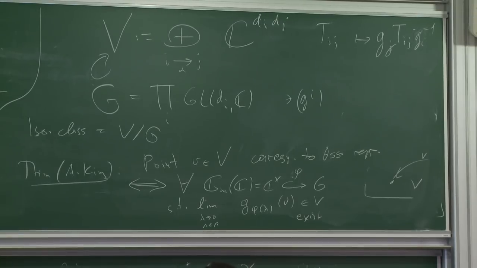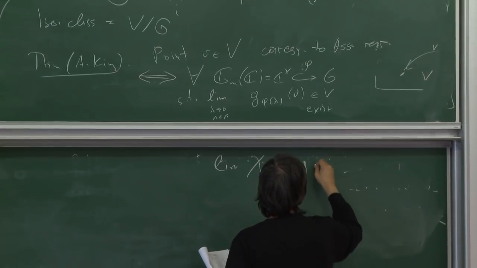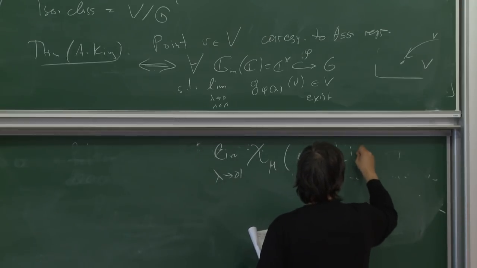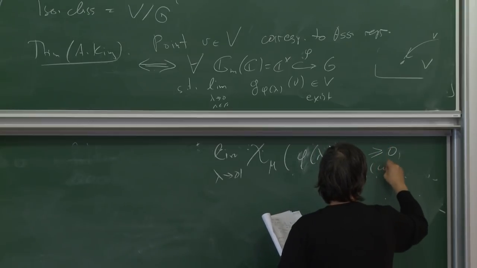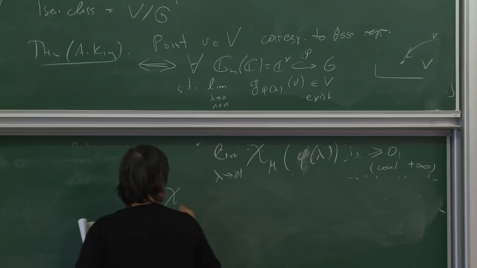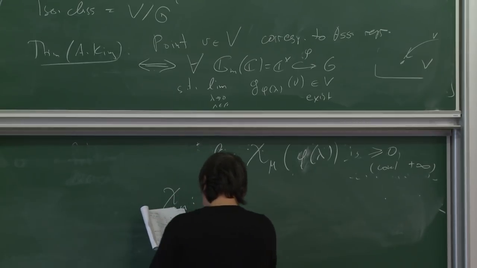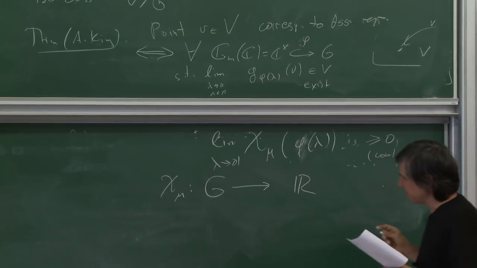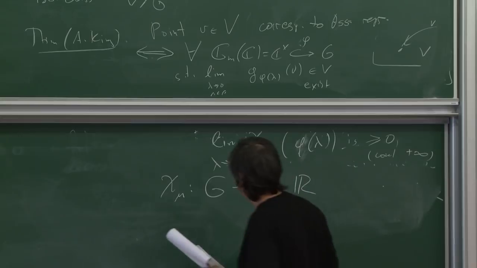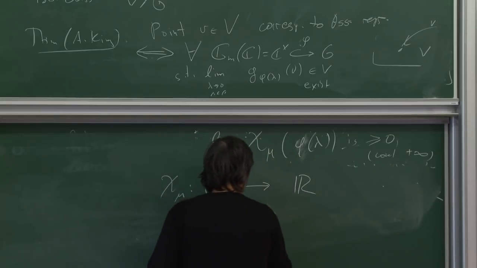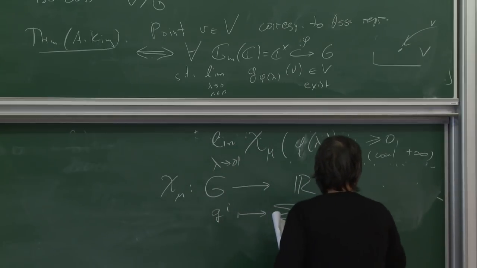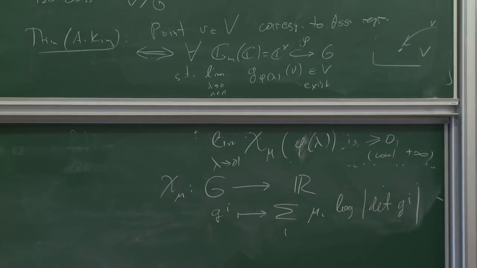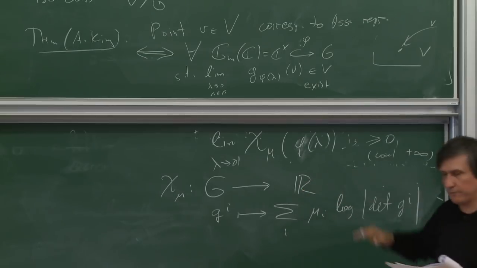The limit of chi mu of g of phi of lambda is positive, could be plus infinity. Where, what is chi mu? In algebraic geometry, people like to write algebraic characters, but I write just a continuous homomorphism from the group, which takes a collection of g_i to the sum over i of mu_i log of the absolute value of the determinant of g_i. So you get a formal real combination of characters of my group.